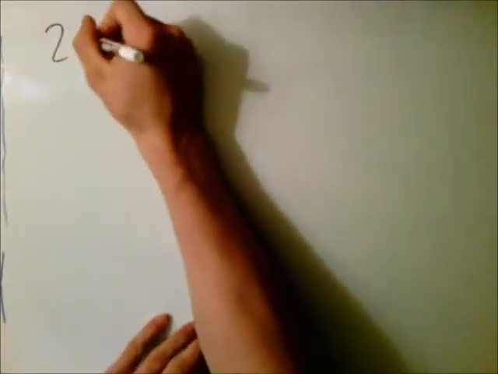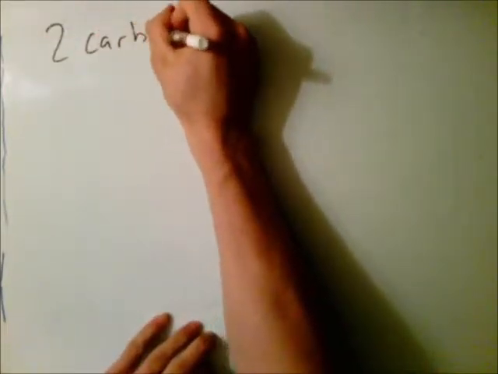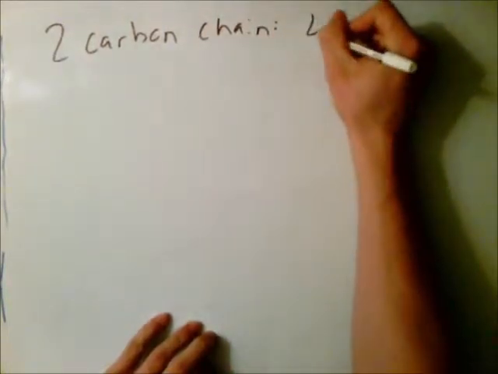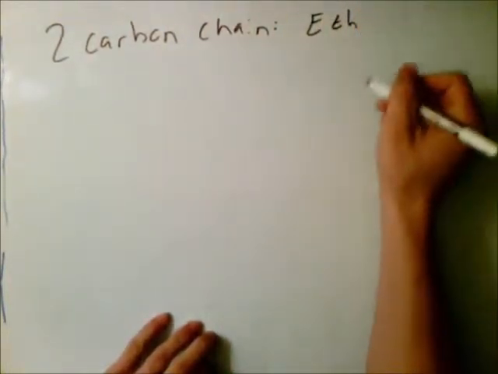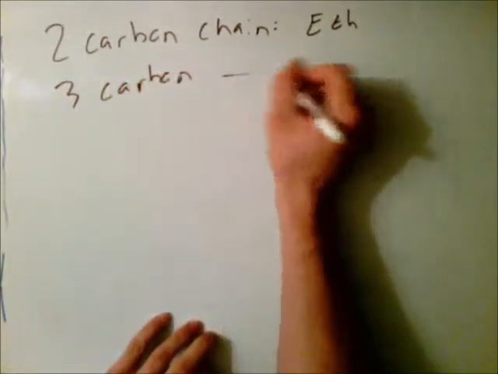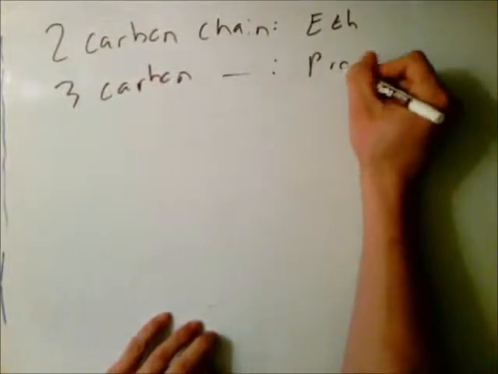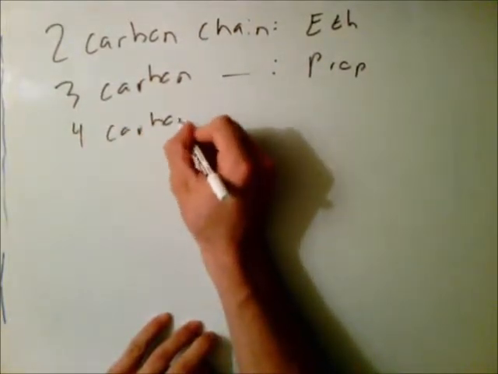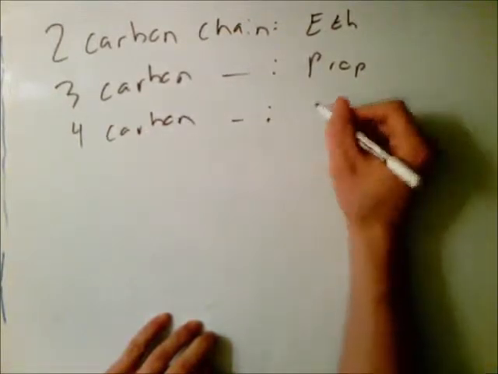If you have a two carbon chain, then you have the parent name of eth. If you have three carbons, you have prop. If you have four carbons, you have but.